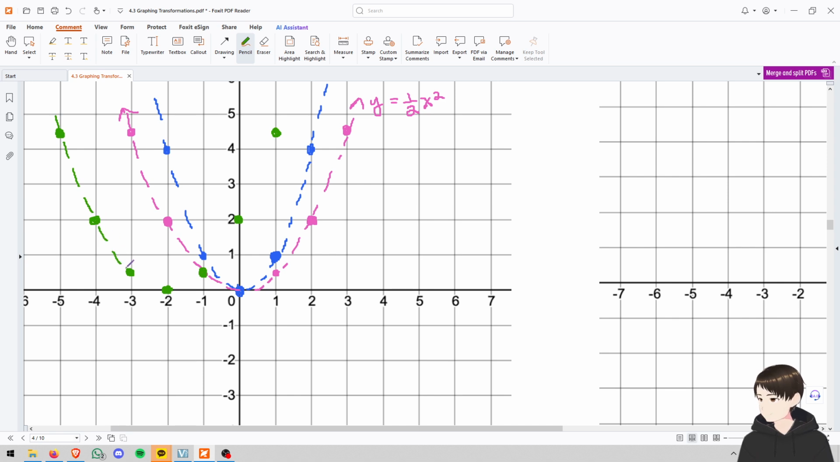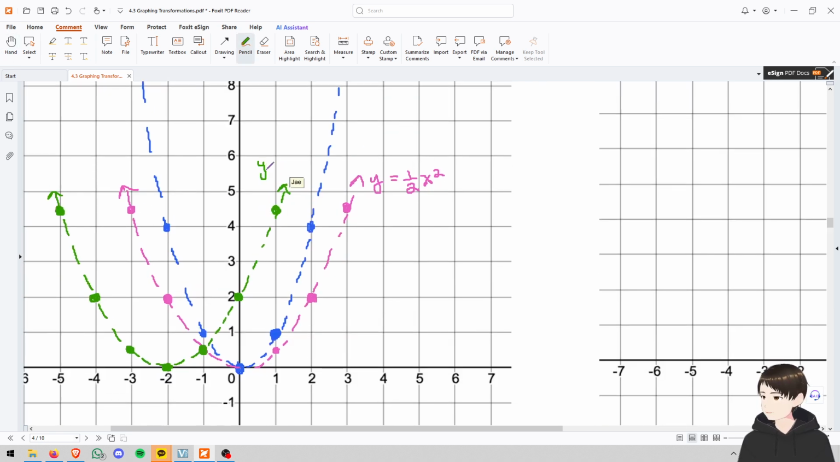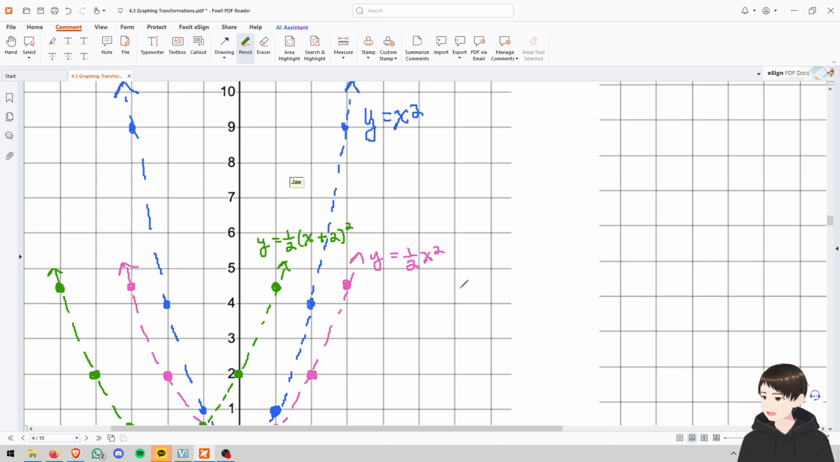And once again, I feel like the horizontal shifts are always a little bit trippy. It's a little bit funny. We've got y equals half x plus 2 squared. Okay, so you shifted everything to the left. And everyone should have a very similar graph right now.